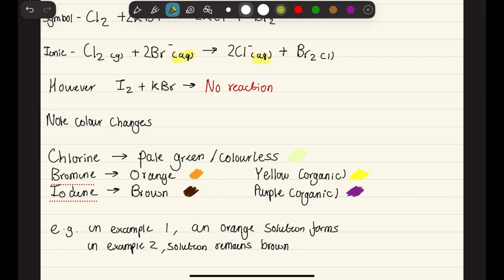So just make sure that you know what solvent we are dealing with. Are we maybe dealing with something like cyclohexane, which is an organic solvent? Then you'd get the two colors on the right. If you were dealing with an aqueous solution, then it's going to be the two on the left.